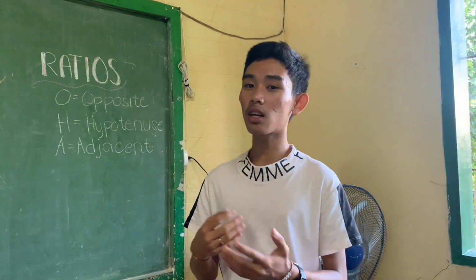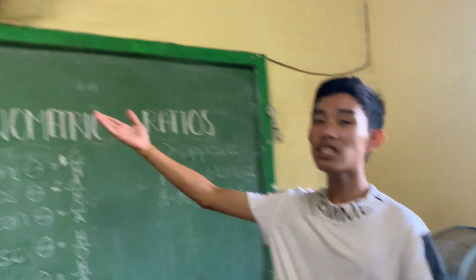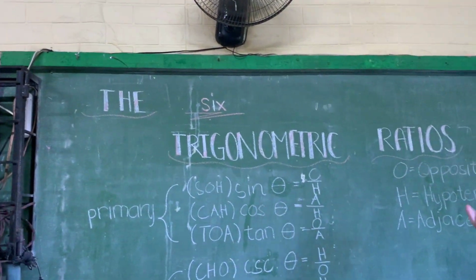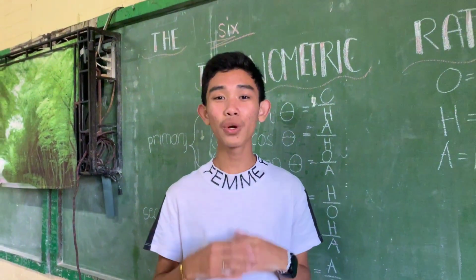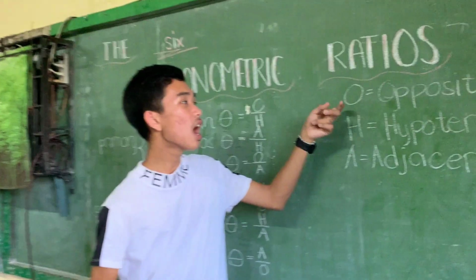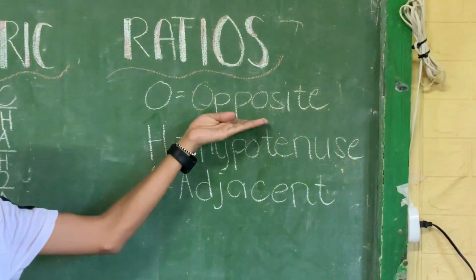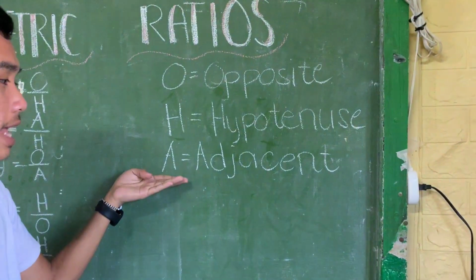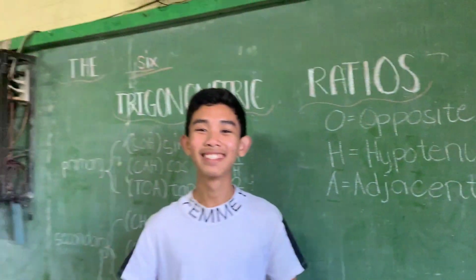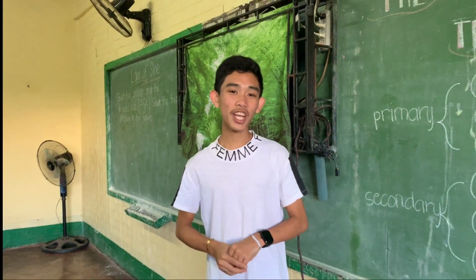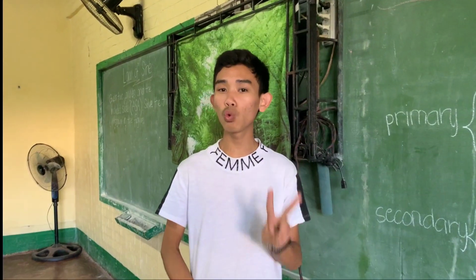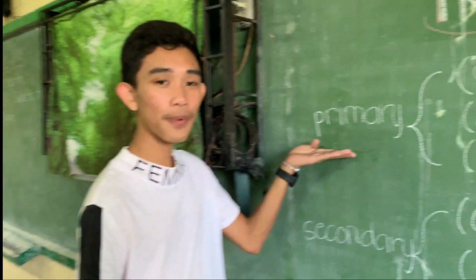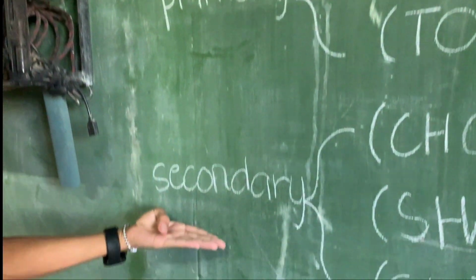Today we are going to talk about the 6 trigonometric ratios. Bear in mind that the variable O stands for opposite, the variable H stands for hypotenuse, and the variable A stands for adjacent. The 6 trigonometric ratios are divided into 2 parts, which are the primary and the secondary.